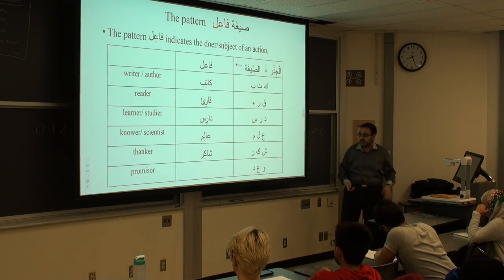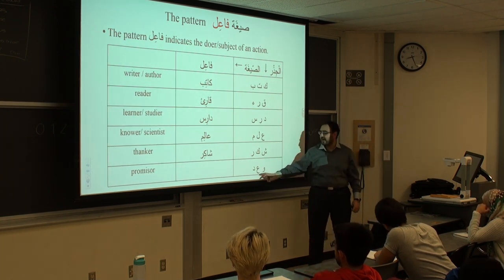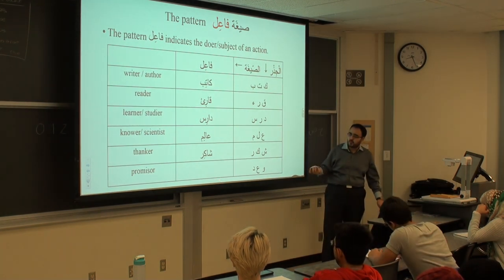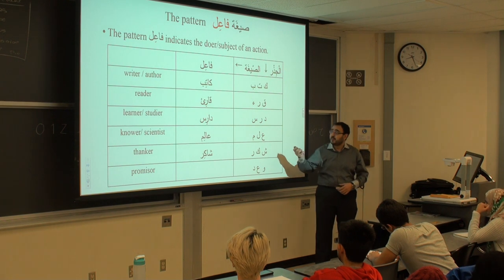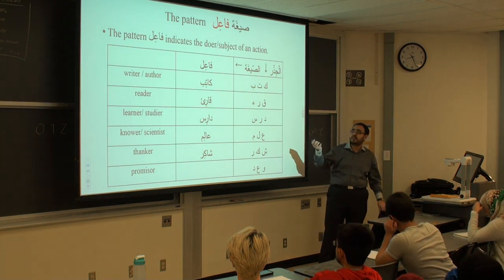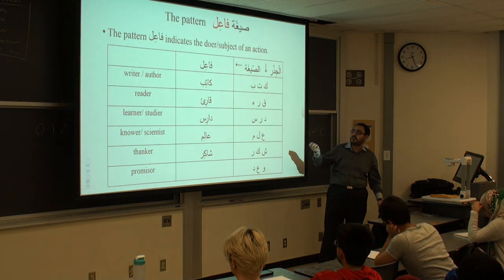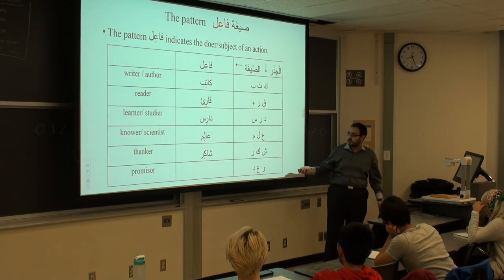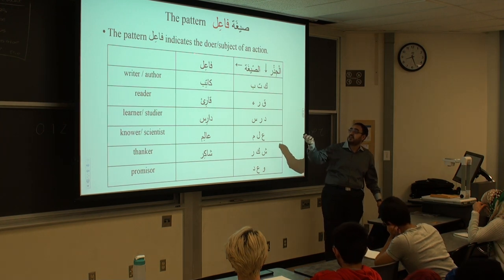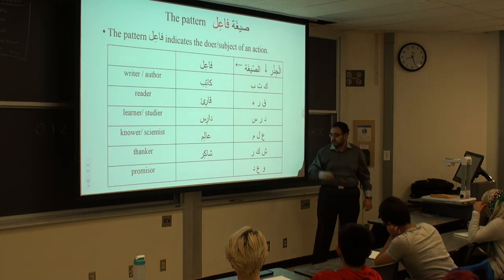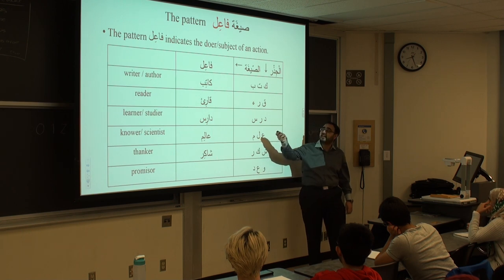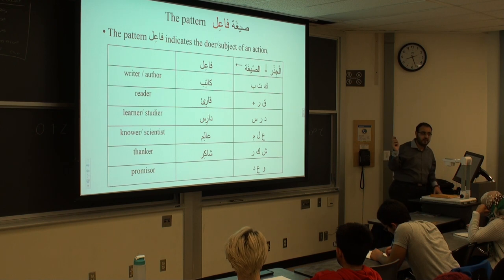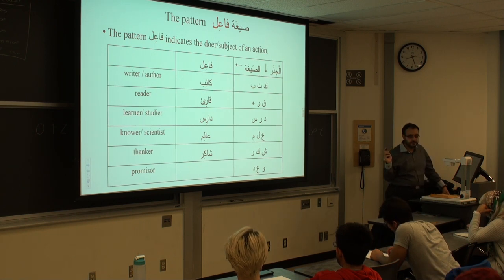Wa'id, that's it. Okay, so the root waw, ayn, dal, it has to do with promising. Okay, so wa'id will be the promiser. And wa'id is formed again by replacing the fa with the first letter of the root, the waw, the ayn with the second letter of the root, which is the ayn in this case, the lam with the third letter of the root, which is the dal, and add the alif and the kasra, so it will be wa'id. Okay. Any questions about this pattern?